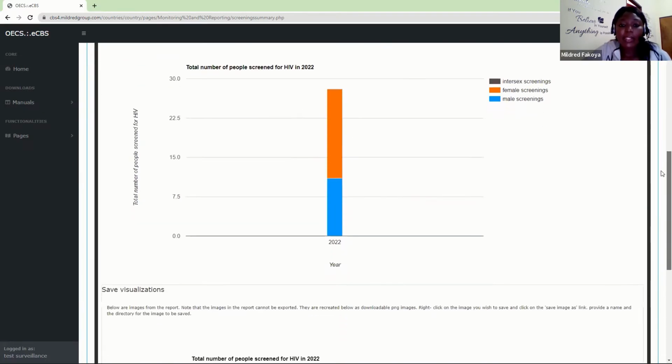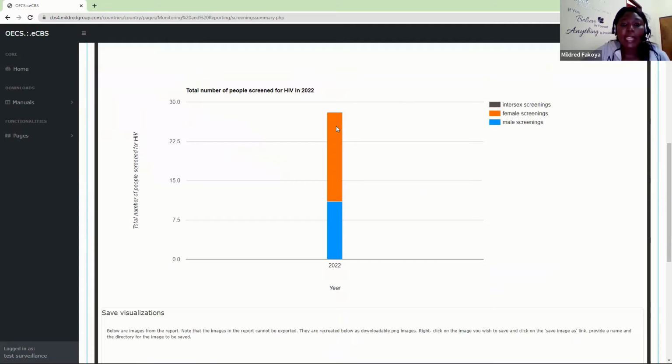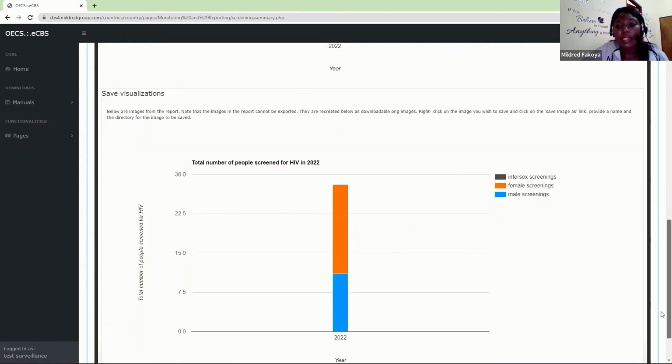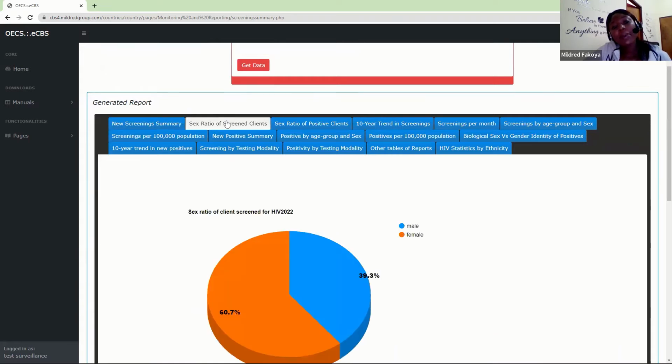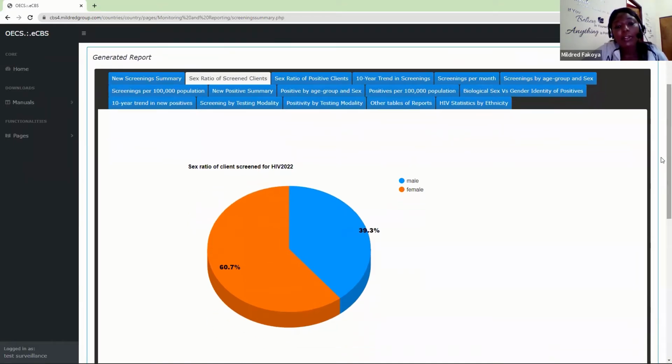You now have the visualization of the number of people screened for HIV, disaggregated by the biological sex, and you have the image repeated below for your export. The second tab holds the sex ratio of the people who were screened for HIV. And you can use this to inform yourself of if more females are positive than males. If they're positive because you have more female screening than males, it just gives you an idea of the screening and the positivity of each of the sex of the clients.